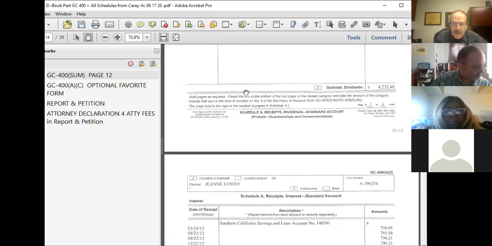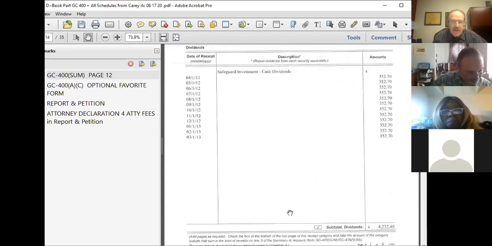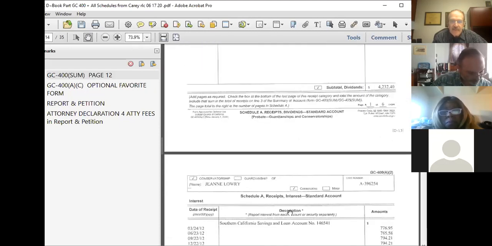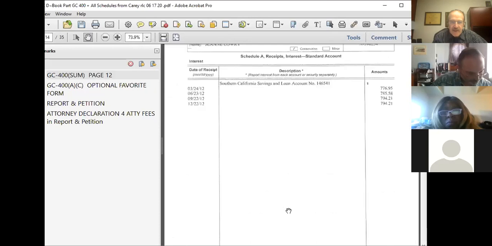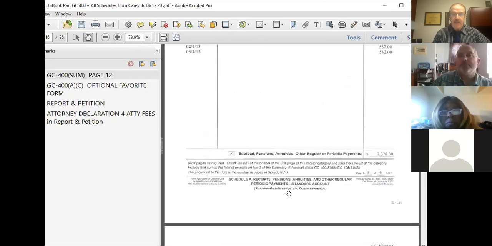So we have receipts of interest, receipts of dividends. Okay, so there's dividends. I think I skipped that page, but it shows the Vanguard dividends listed, each one from the statement. Then we go to receipts interest income, and then after that is the pension income. So you're keeping track of it by subject matter.